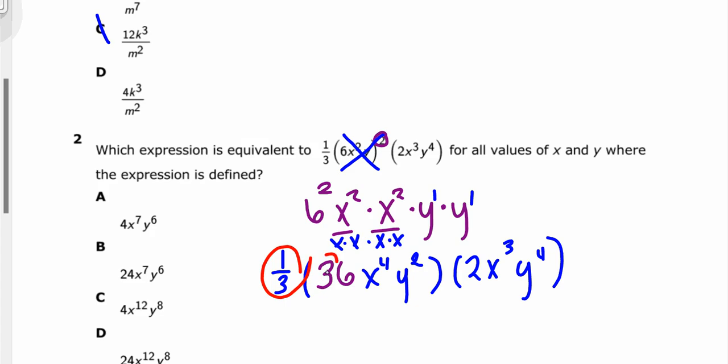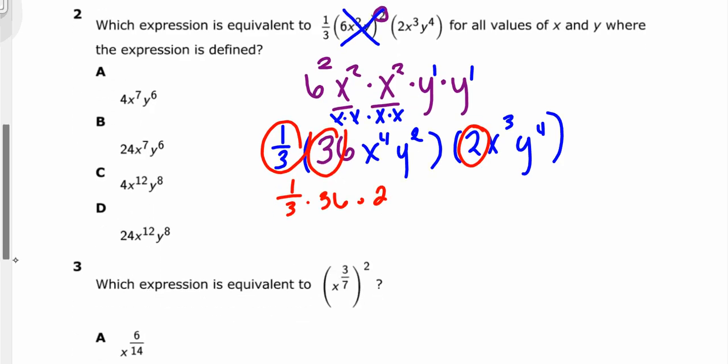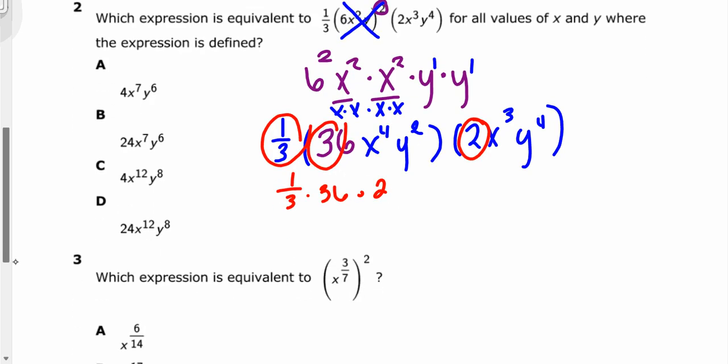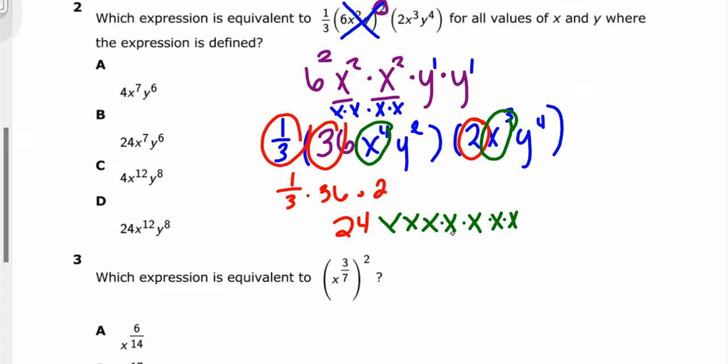So let's take care of those numbers first. 1/3 times 36 times 2. So if I do 1/3 times 36, I'll get 12. 12 times 2 gives me 24. Then I have x to the 4th times x to the 3rd. So that's x times x times x times x. And then x times x times x for x to the 3rd. And all of that's going to give me x to the 7th.